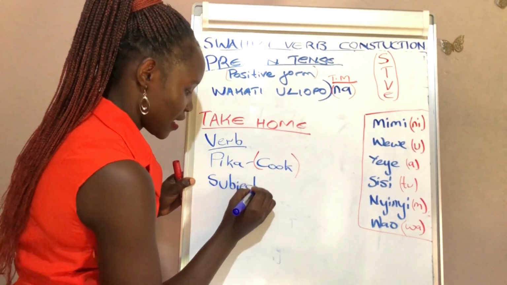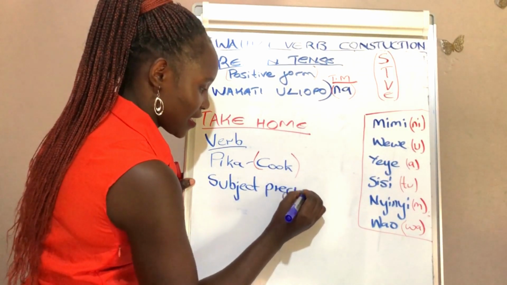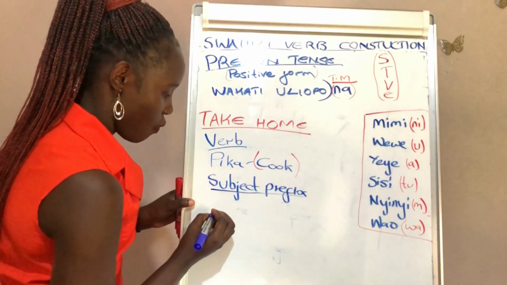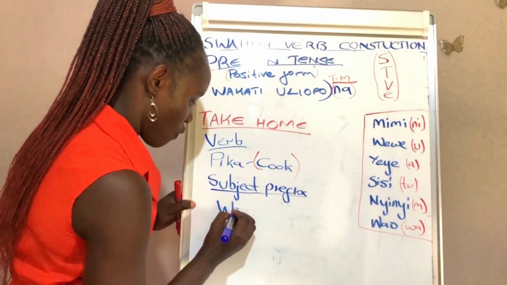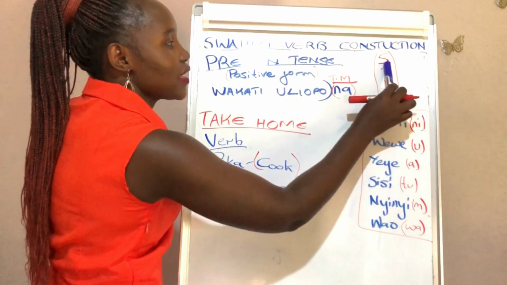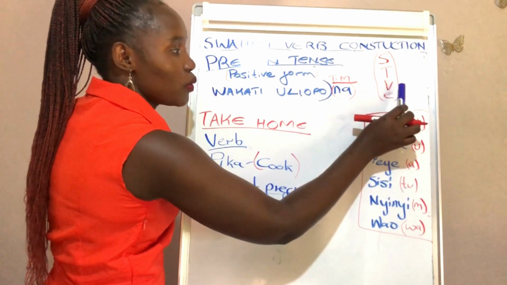Use subject prefix wa. So, don't forget, for us beginners, we have to use STVE to mean subject prefix, tense marker, verb root, and verb end.